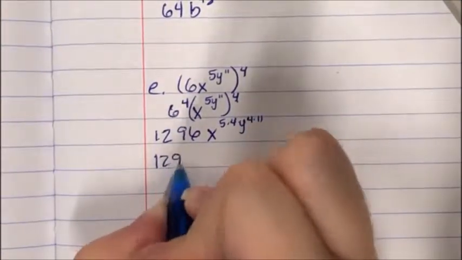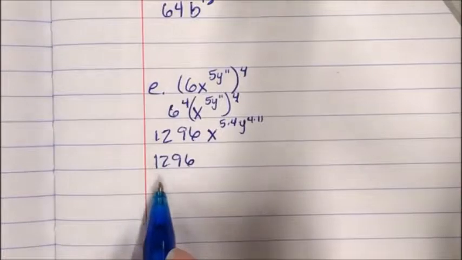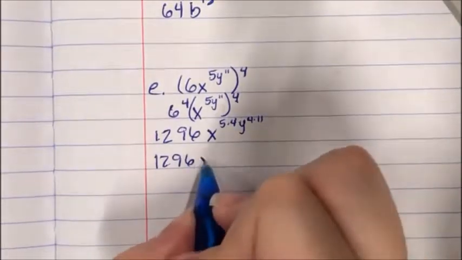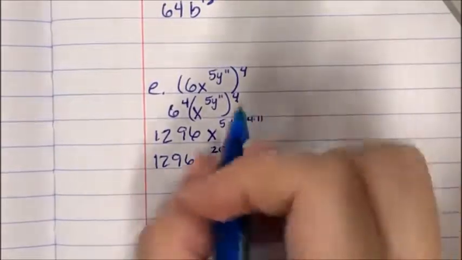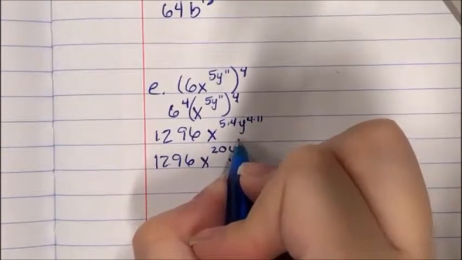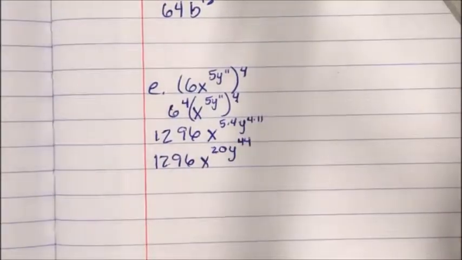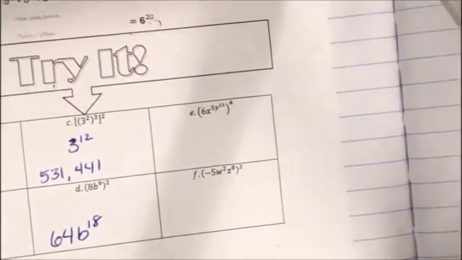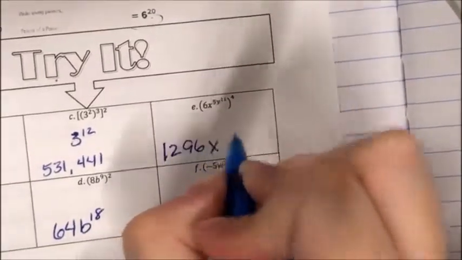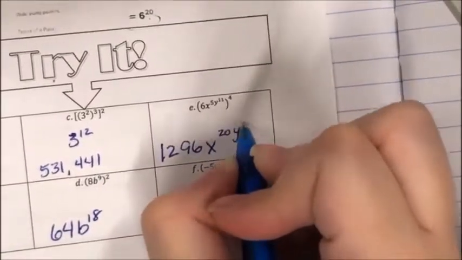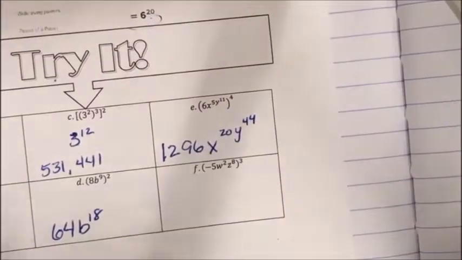So I get, okay, 1,296, x to the 20th, y to the 44th power. Okay. I know that one was a little more complicated than what you're used to. x to the 20th, y to the 44th power.